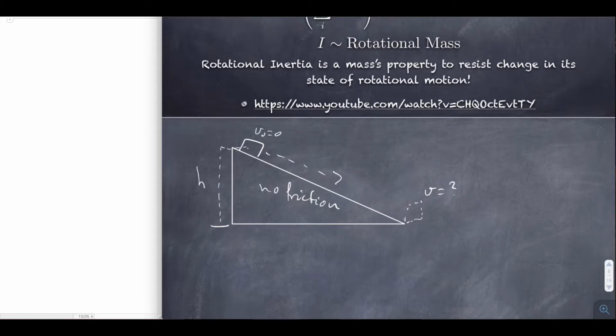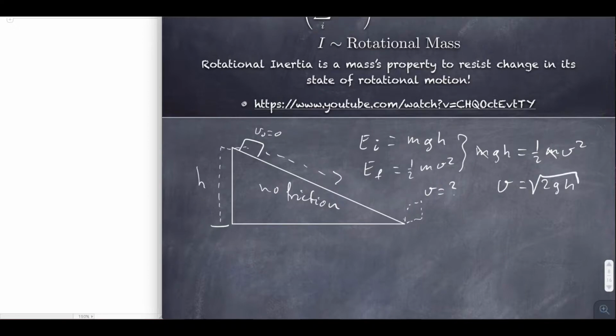which we don't know, but we could calculate this v because we know E initial equals mgh, E final equals 1/2 mv squared. These have to be equal. Mgh equals 1/2 mv squared. This cancels and we get v equals the square root of 2gh. So we see that up here we started with purely gravitational potential energy, which was converted on its way down to purely kinetic energy.